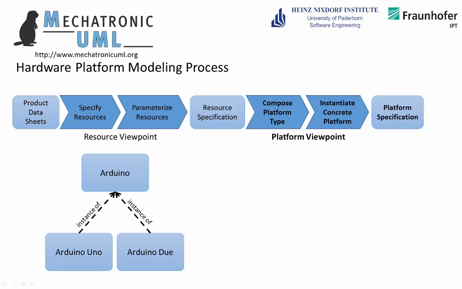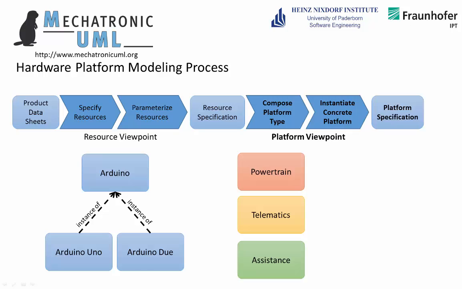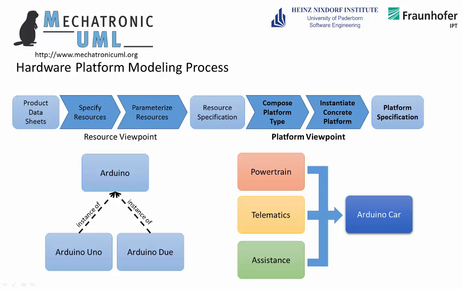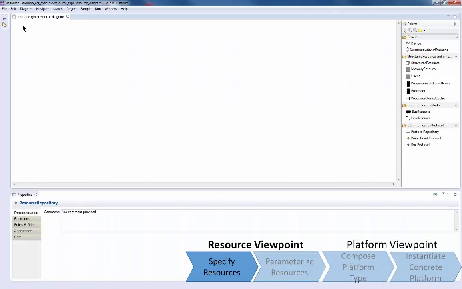The second viewpoint is the platform viewpoint. Within the platform viewpoint, the horizontal and hierarchical composition of a hardware platform is modeled. For our Arduino car, at first the different subsystems, powertrain, telematics, and assistance are modeled and then hierarchically composed to the Arduino car. We start the modeling of our Arduino car by modeling the resource type.